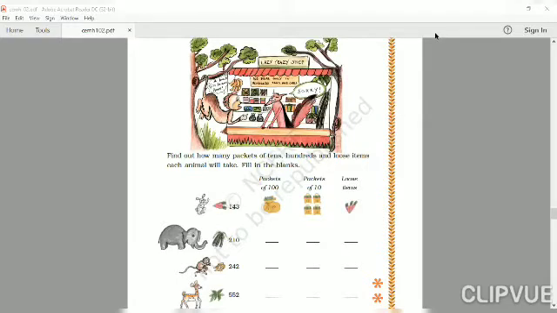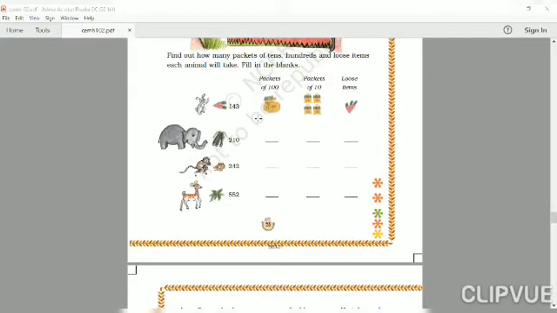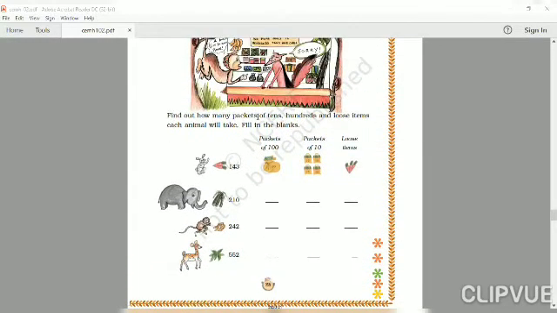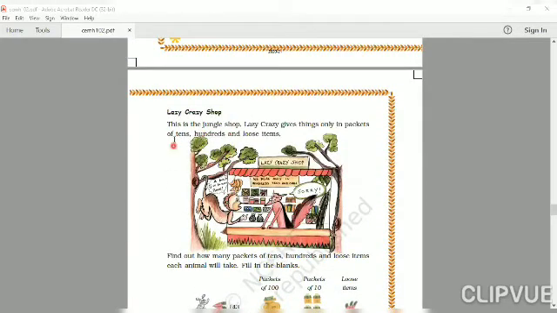In this video, we are going to discuss from the textbook page number 23. So let's start. First, we are going to see what is given here. This is the jungle shop. Lazy Crazy gives things only in packets of tens, hundreds and loose items.